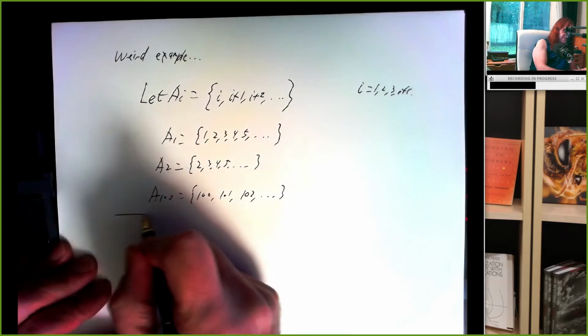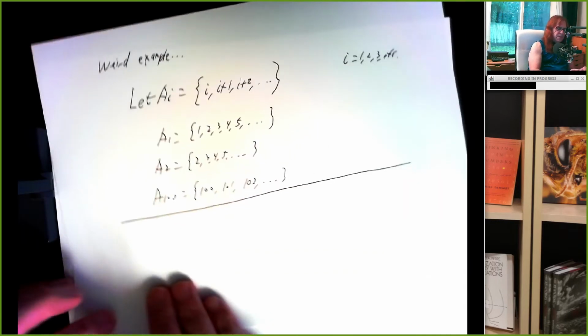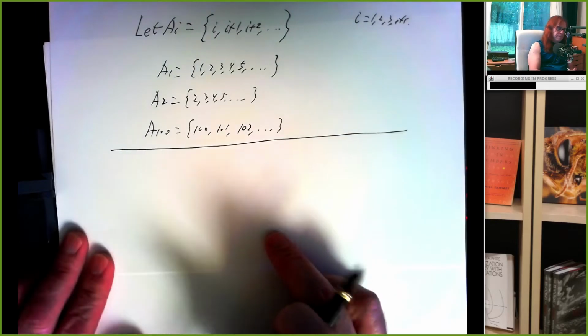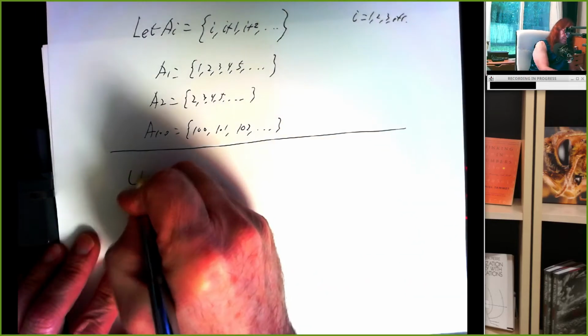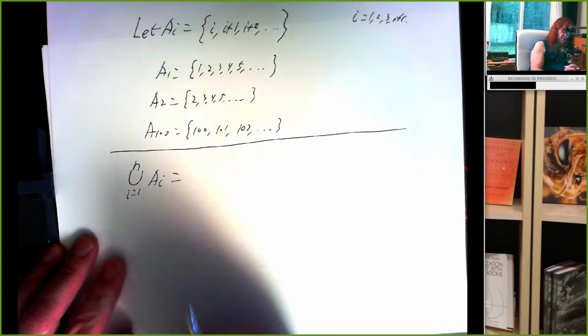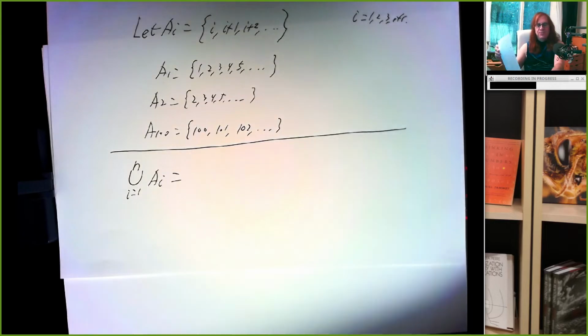So let's play with these set operations. So I'll keep this up here for a minute. So if I want to union the first n of these sets, what do you think I end up with? And this is a case where working with some specific examples might lead us to insights.